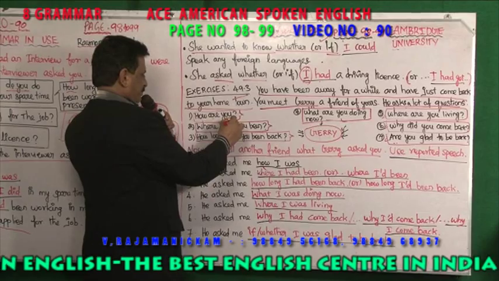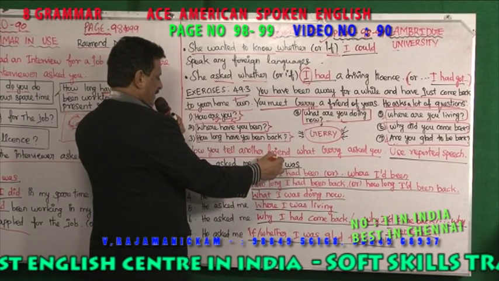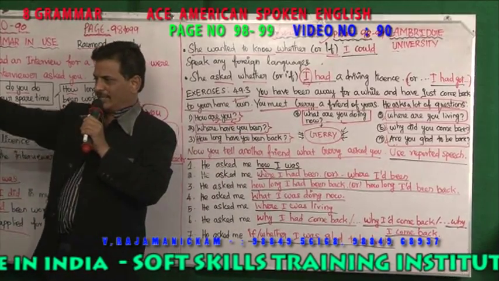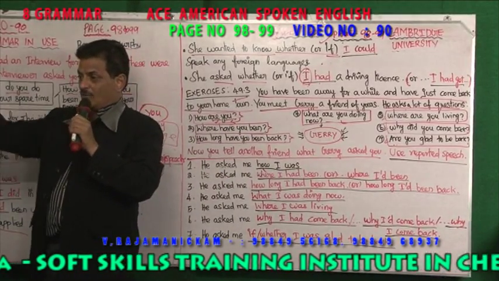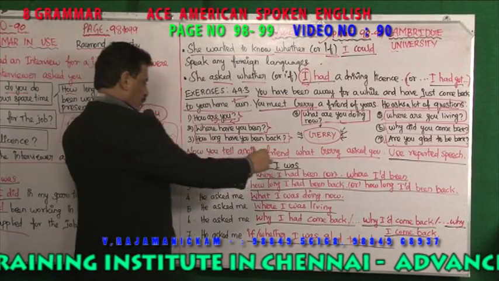You is the subject. Are is the auxiliary verb. So here the pronoun I comes in front. How are you changes into how? How are you? I'm asking. You are going and saying how I was. Are changes into was. So Jerry asked me how I was.